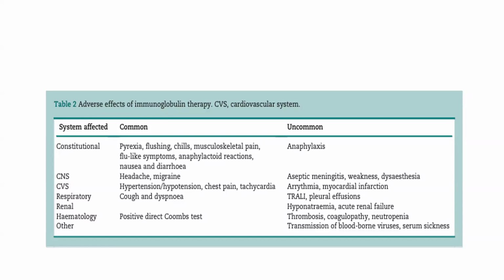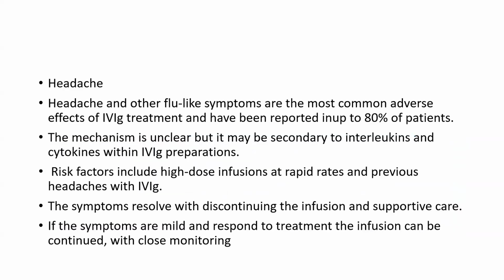In the respiratory system, the common side effects are cough and dyspnea. Uncommon side effects are pleural effusion. Then other uncommon side effects in the context of renal effects are hypothermia and acute renal failure. Common hematological side effects are a positive direct Coombs test, and uncommon side effects are thrombosis, coagulopathy, and neutropenia. The other uncommon side effects are transmission of blood-borne disease and serum sickness.